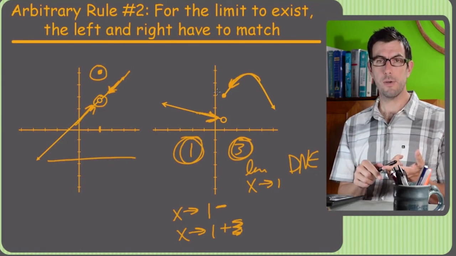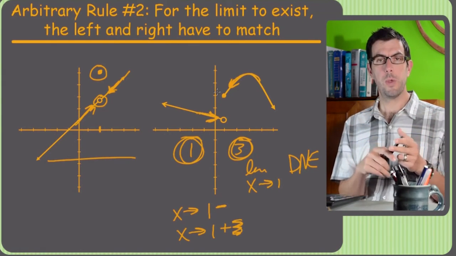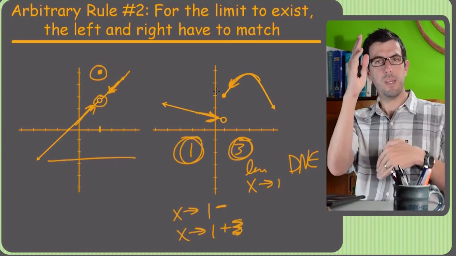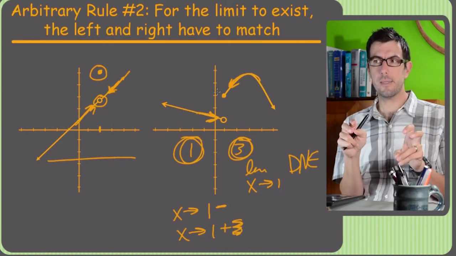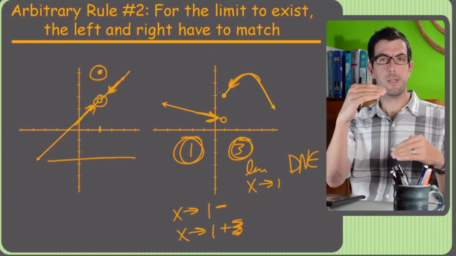So there's a lot of ways to get a DNE. If you divide by 0, that would give you a does not exist for your limit. But also, even if nothing shoots off to infinity, you can still get a does not exist because the left and right just don't match up.